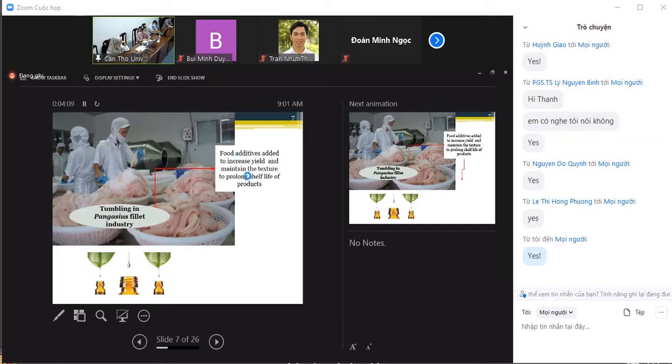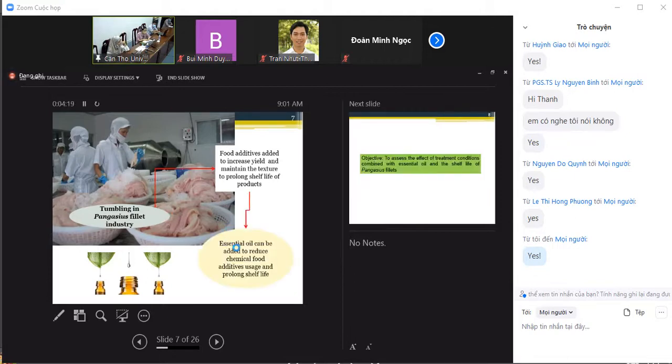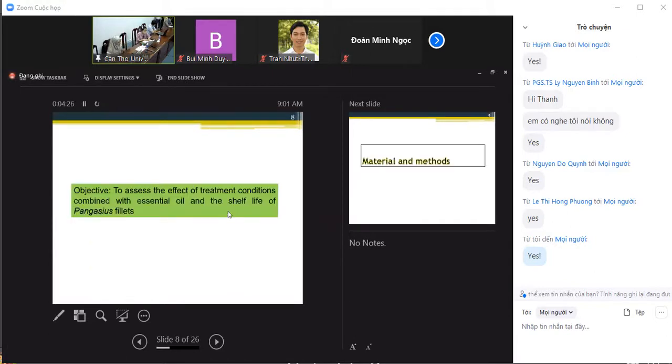So in this step, we are considering adding essential oils in order to reduce the usage of other chemical food additives and also hopefully to prolong the shelf life. So my objective is to assess the effect of treatment conditions combined with essential oils on the shelf life of pangasius fillet.